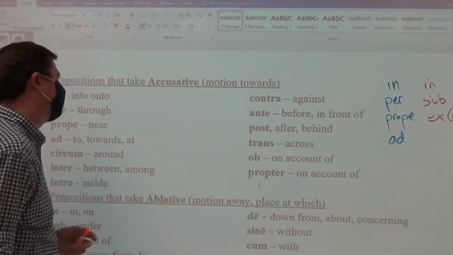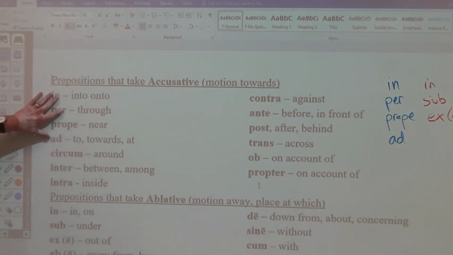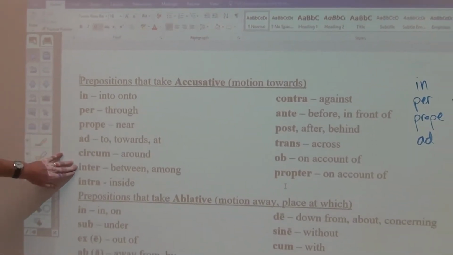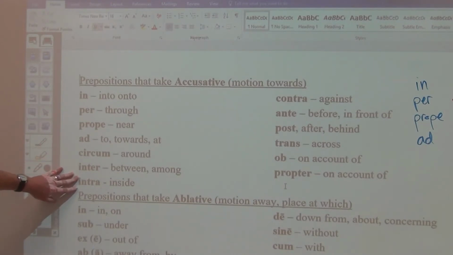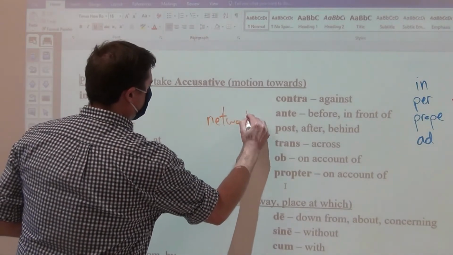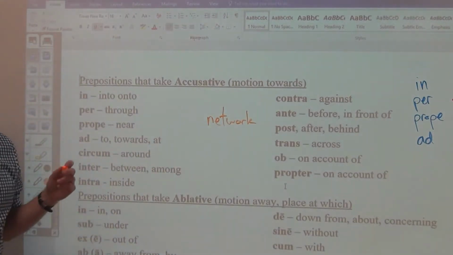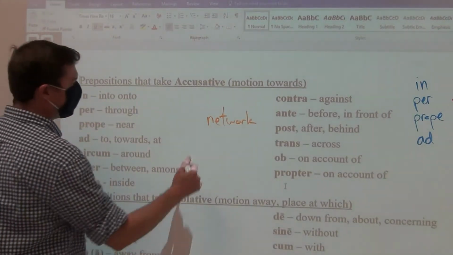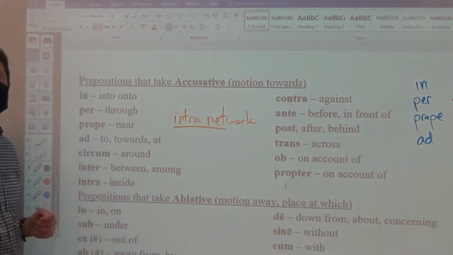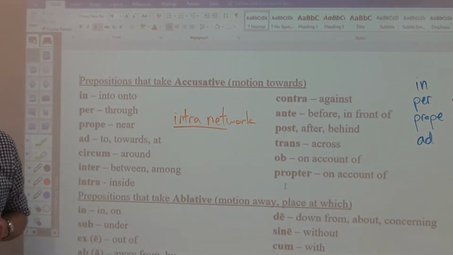So as you can see behind me, all of these prepositions that you see, in, per, prope, ad, which we have seen before, now we're going to add to it circum, around, inter, between, intra, inside. A huge difference between those 2 words. For example, we have a network here at school. And certain aspects of the network I can only access at school. And thus it becomes an intranet. Like my H drive is a part of the intranet.